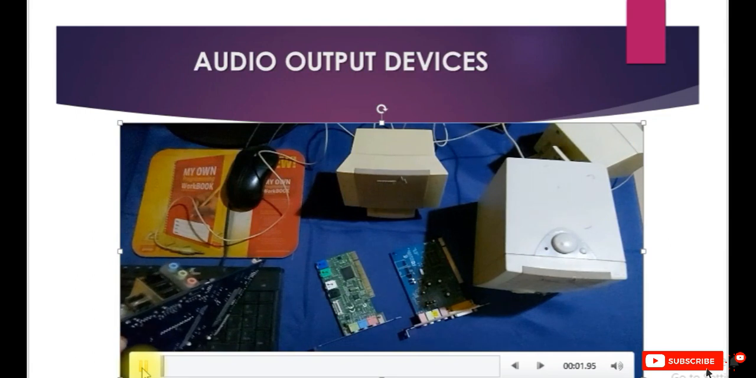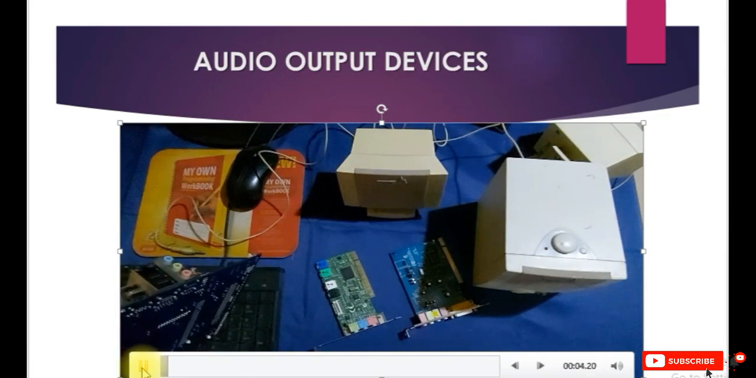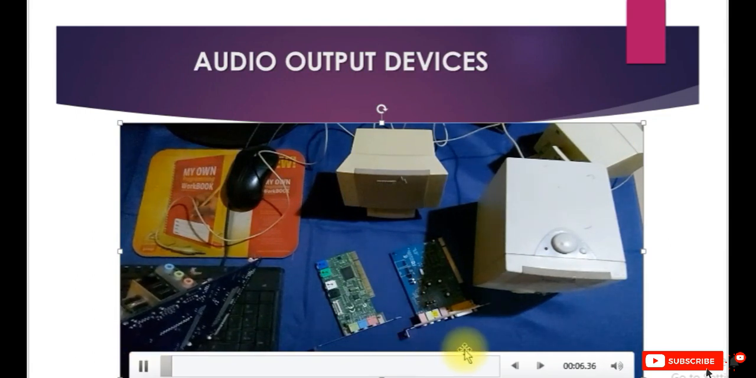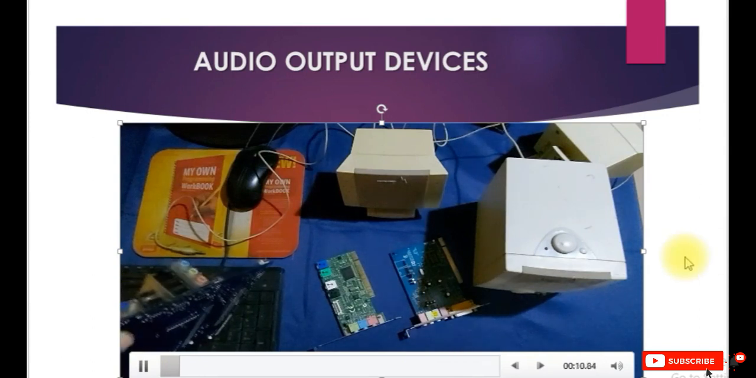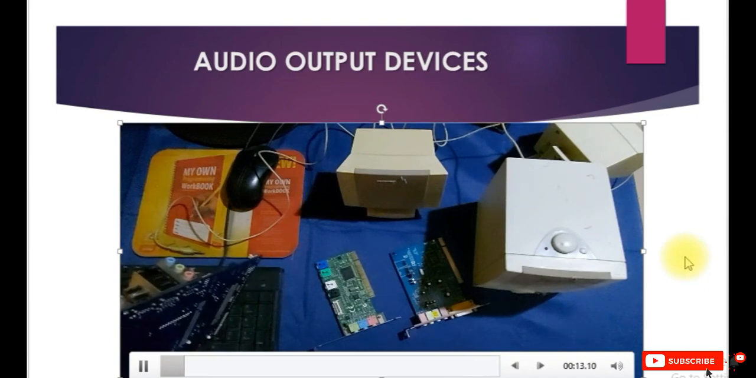Now we move to look at output devices. For sound to be inputted or outputted from a device, it has to be processed. And for this processing to take place, it must have the prerequisite device to enable this to happen.